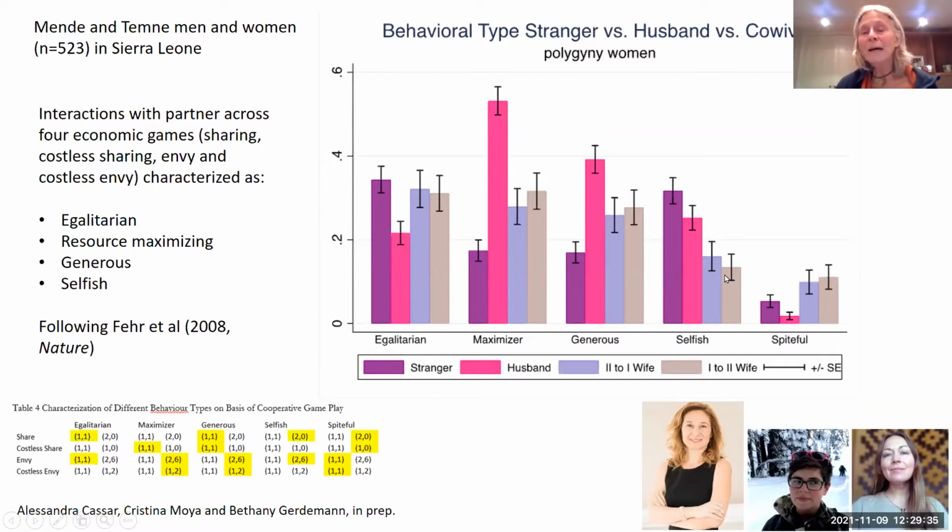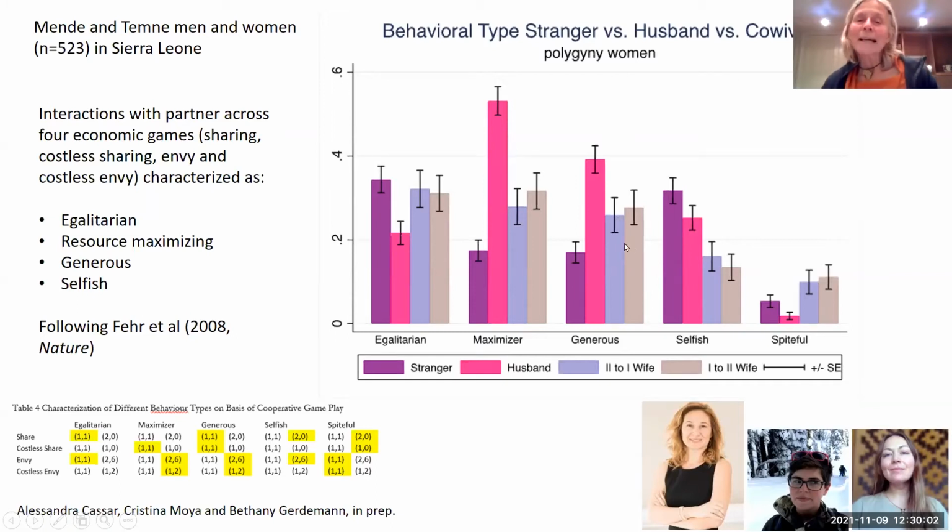And when we look at the behavior of wives, both the gray and the mauve, compared to how they play with each other versus how they play with their husbands, you can see that co-wives tend to be less selfish with each other than they are with their husbands. And they also tend to be more egalitarian with each other than they are with their husbands. On the other hand, they're less maximizing and they're less generous.